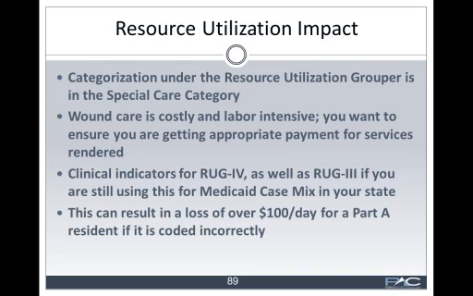And you kind of see where you qualify, and it falls into the special care low category. All right, so just a few other key points as we're looking at the reimbursement side of this, as well as your expense side. Wound care, as many of you know, is very costly and it's very labor intensive. So you want to make sure that you're getting appropriate payment for services, and that's what we want to look at. Wound care can certainly take a lot of nursing time.